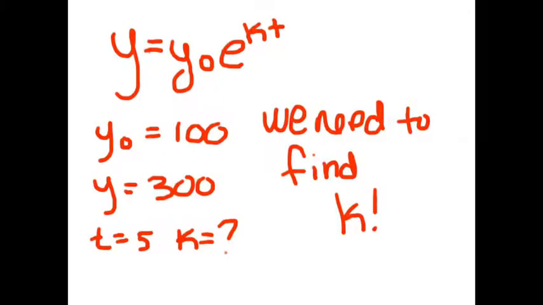Alright, let's start off with what we know. We know that the initial value is 100, and then 5 hours later, the number is 300. So y sub naught equals 100. The end value, y, is 300, where t equals 5, and we don't know what k is. So in order to find k, we need to plug it in.